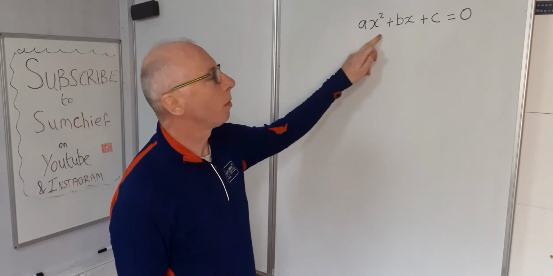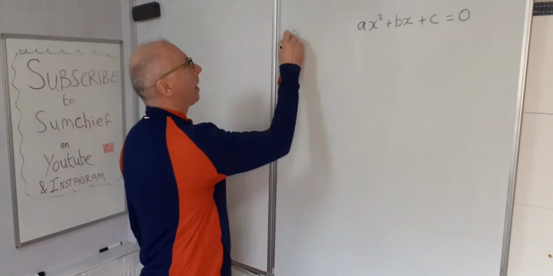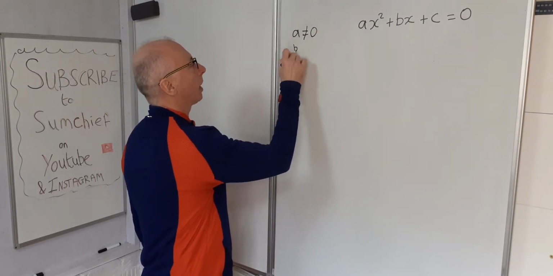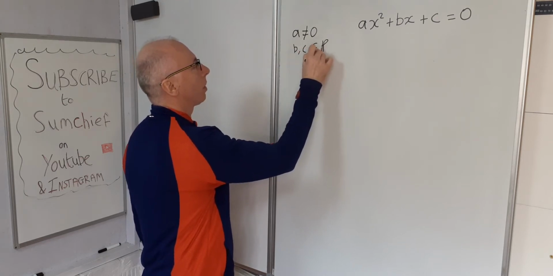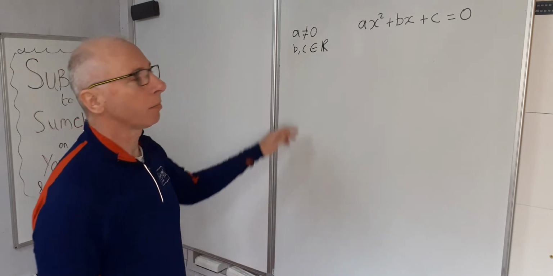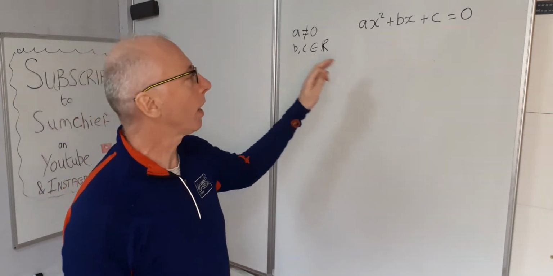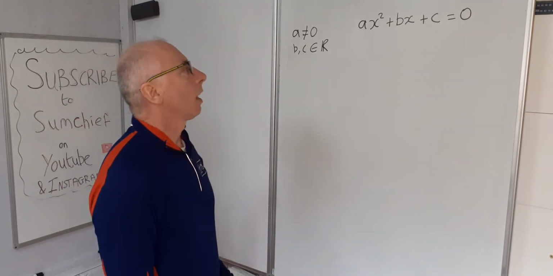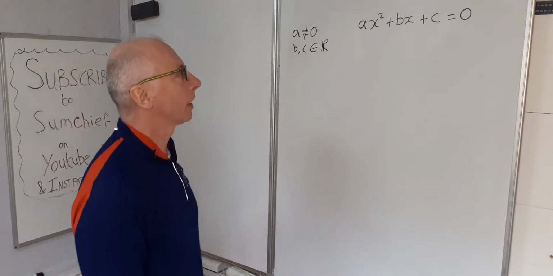So it's always in the form of ax squared plus bx plus c is 0, where a is not 0 and b and c are basically real numbers. Okay, they can be anything from -2 to -4 to +6, whatever you want. They can be anything, and it can also be 0. Okay, so how do we go about solving this quadratic?